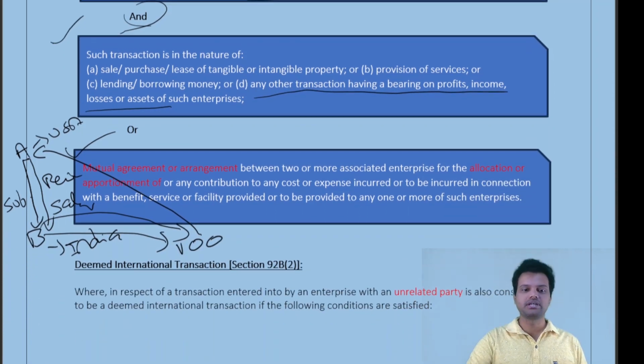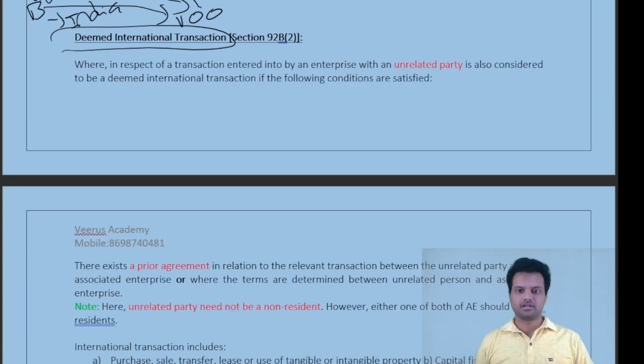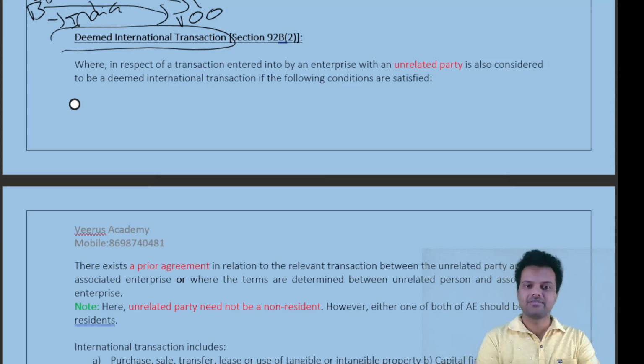Now we'll move on to the deemed international transaction. What is a deemed international transaction? That is provided in section 92B subsection 2. I will explain it with an example. Indian companies are very smart. Indians are very smart. Do you agree with me? Yes, we all agree. So they find a new way to evade the taxes. Now I will give you an example.